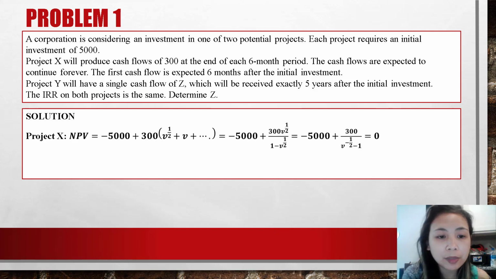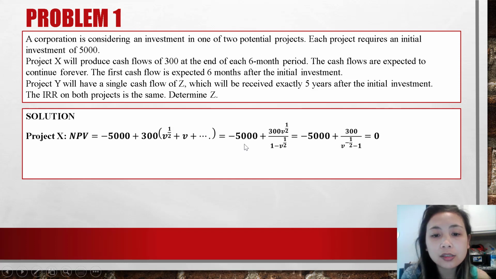The net present value NPV is equal to minus 5,000 plus 300 times (v^(1/2) + v + ...). Here, first we have to invest 5,000 at time 0. That means we pay 5,000, so we lose $5,000 at time 0. That's why we have minus 5,000. And at the end of each 6 months, we get $300 back. So this is the way that we write the annuity. And this is an infinite annuity, so we don't have the ending number. And we just follow the formula.